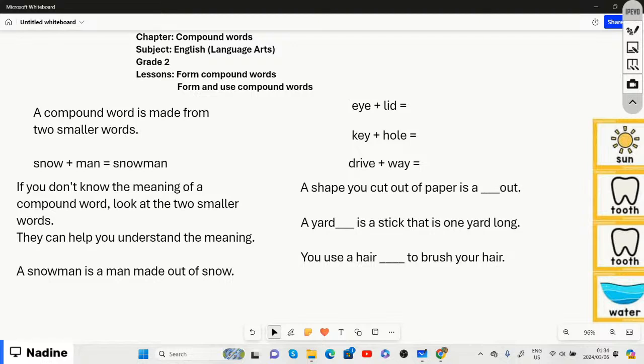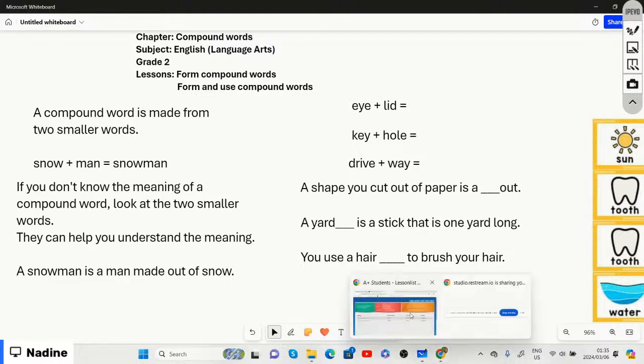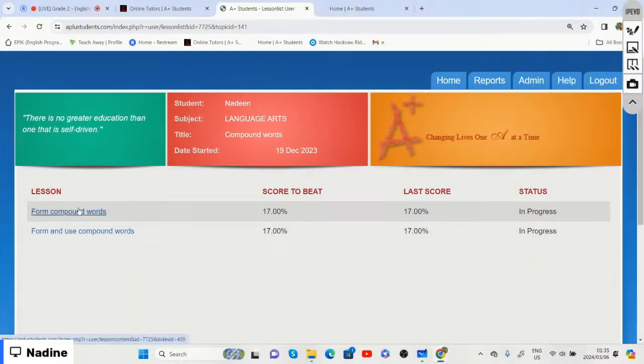All right. So once again, a compound word is made up of two smaller words, and that basically comes from smaller words. We said we are on a+students.ca, and we're going to form compound words.